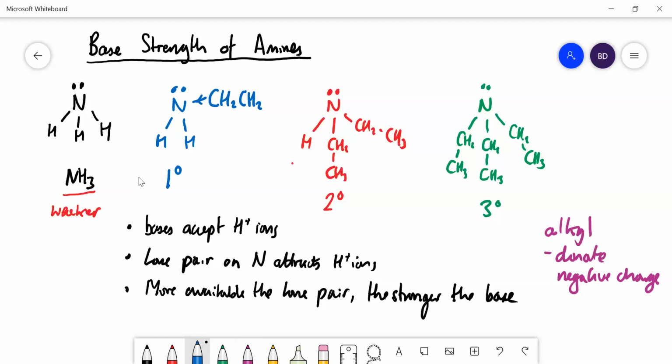So you can see that in the primary amine, the lone pair is going to be more available because you've got one alkyl group pushing charge into that nitrogen. If we then think about the secondary amine, that should be even stronger because here you've got two alkyl groups pushing a bit of charge into the nitrogen. And finally, you would expect the tertiary amine to be strongest as well because you've got three alkyl groups each pushing a bit of negative charge towards the lone pair.